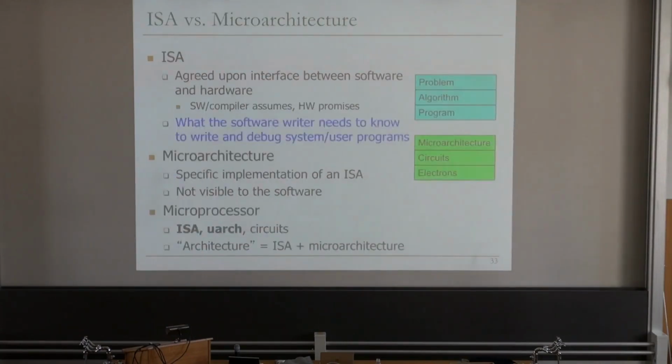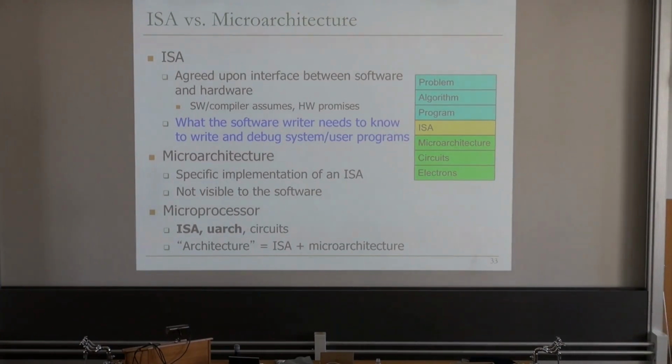Right? It's a contract, basically. So this is the agreed upon interface between software and hardware. Software and compiler assume, hardware promises this. I think of this as what the software writer needs to know to write and debug system and user programs. Microarchitecture is a specific implementation of the ISA. It's not visible to the software. And a microprocessor is ISA, microarchitecture, and circuits. Basically, whatever is underneath over here.